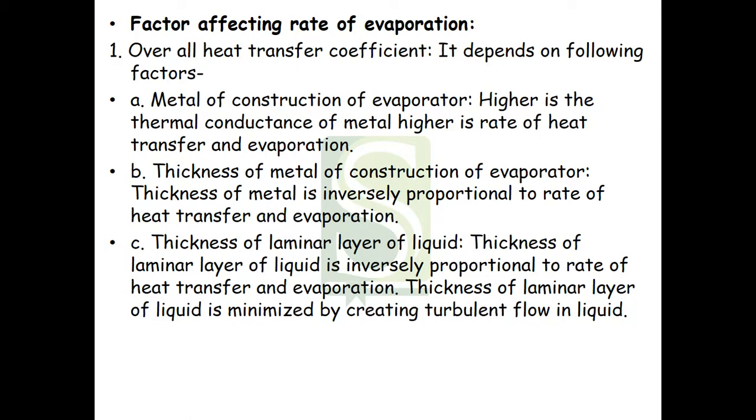So how can you minimize the size of the stagnant layer? You have to create turbulence, okay? You have to make the liquid move, and because of this the thickness of the stagnant layer will decrease. Okay, so to increase the rate of evaporation, what you can do is insert a stirrer or an agitator. Okay, so this will diminish the stagnant layer.